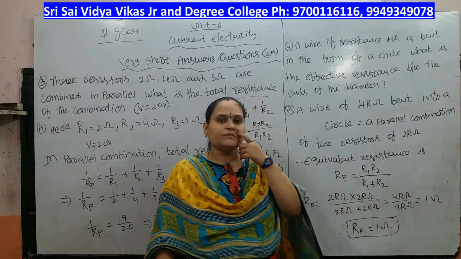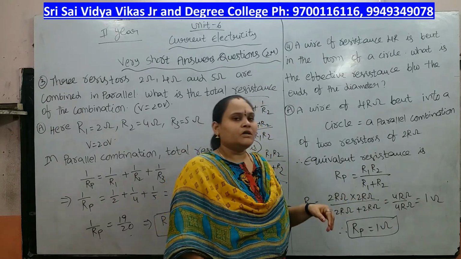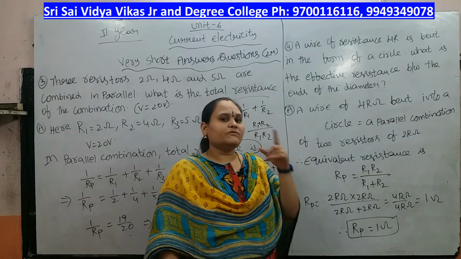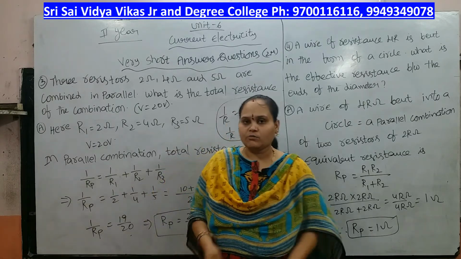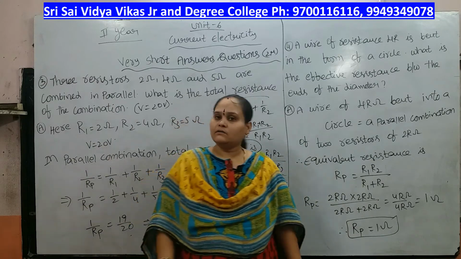So we can apply the resistance formula RP equal to R1 R2 by R1 plus R2. RP equal to 2R ohm into 2R ohm by 2R ohm plus 2R ohm. So 4R squared by 4R, then we will get R ohm. That means the resultant resistance in the parallel combination is nothing but R ohm.